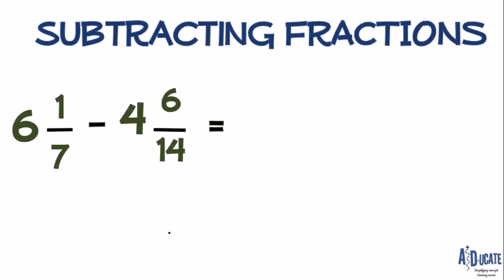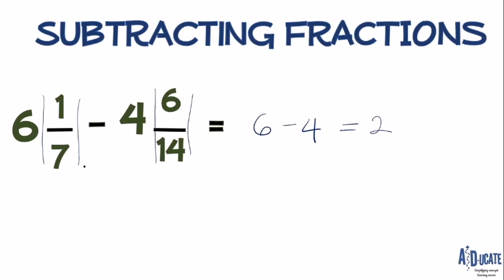Again, this time, same dilemma, but we have whole numbers in the mix. So we're subtracting mixed fractions that don't have the same denominator. We have to break it down. 6 take away 4 first, as usual. Work with our whole numbers. We're left with 2. And then the dilemma now is the 1 over 7 and taking away the 6 over 14. We're hoping we won't face a bigger dilemma, but let's see.